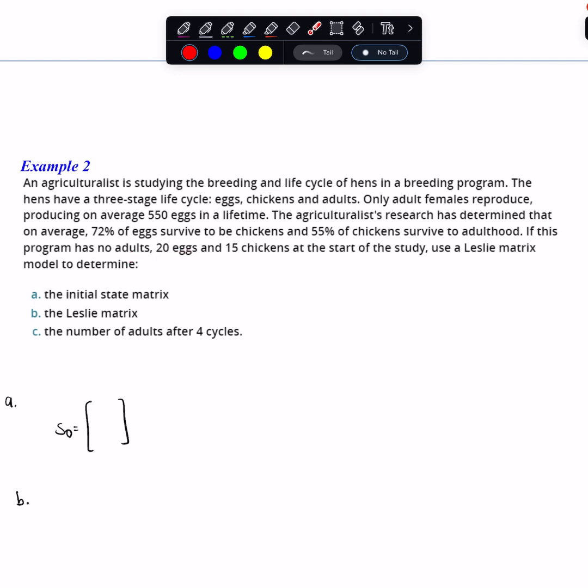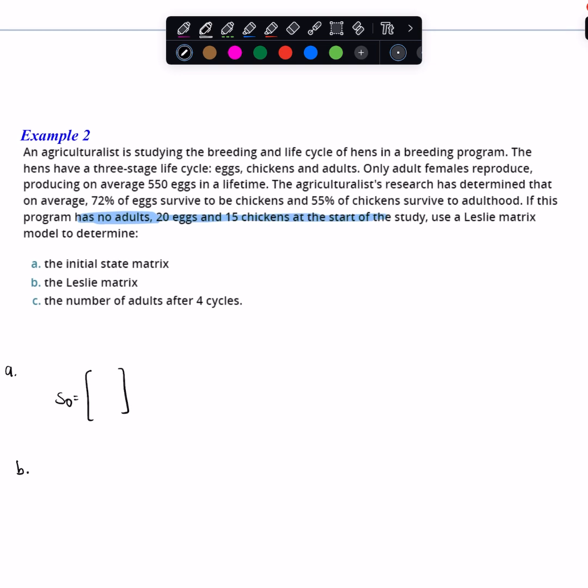Okay, so this information is actually super important. It will be my initial state of the matrix. Use a Leslie matrix model to determine the initial state, the Leslie matrix, and the number of adults after 4 cycles. All right, let's start with question A, which is finding the initial state.